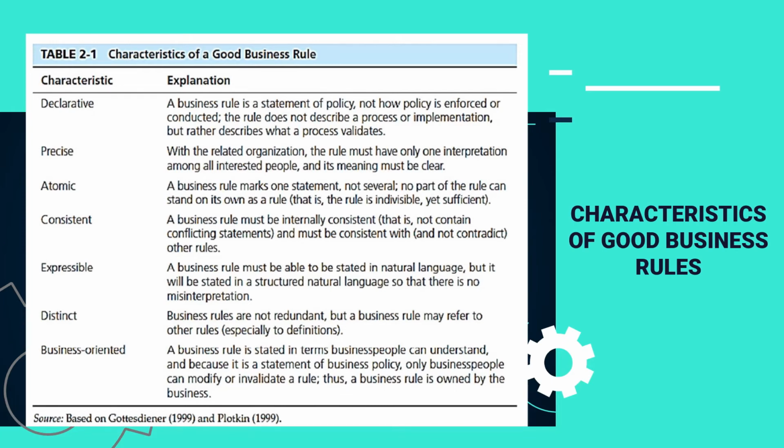Next is expressible. A business rule must be able to be stated in natural language, but it will be stated in a structured natural language so that there is no misinterpretation. Next, it should be distinct. Business rules are not redundant, but a business rule may refer to other rules. Next, business-oriented. A business rule is stated in terms business people can understand. And because it is a statement of business policy, only business people can modify or invalidate a rule. Thus, a business rule is owned by the business.